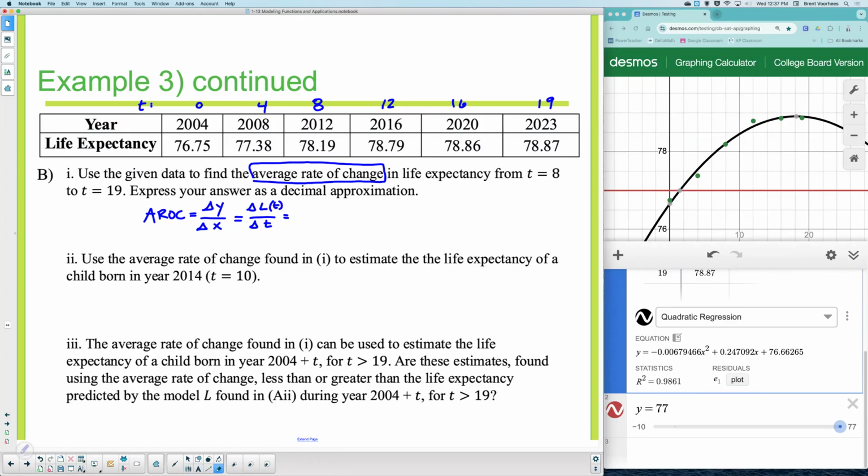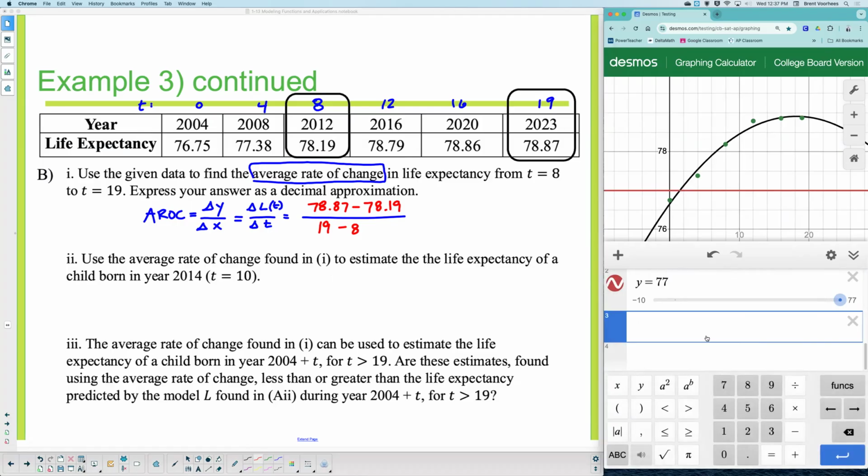So my two time values, what did they give us? We're using 8 and 19. We're using these two right there. You do the second minus the first, so it'd be 19 minus 8. And in the numerator, it would be 78.87 minus 78.19. I don't want to mess that up, so I'm just going to type that whole thing in the calculator: 78.87 minus 78.19 over 19 minus 8.